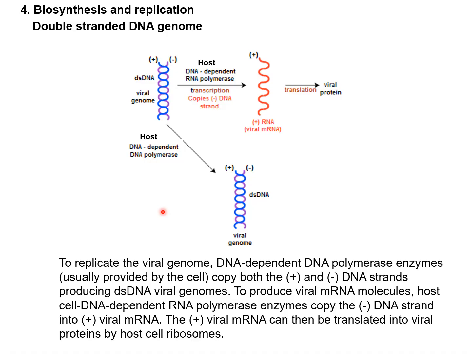Another example is Poxviridae, or the pox viruses. They also do not rely on host polymerases. They use their own polymerases. There are exceptions to everything, but in general, double-stranded DNA genome viruses use the host RNA polymerase and the host DNA polymerase to make their proteins and replicate their genome.